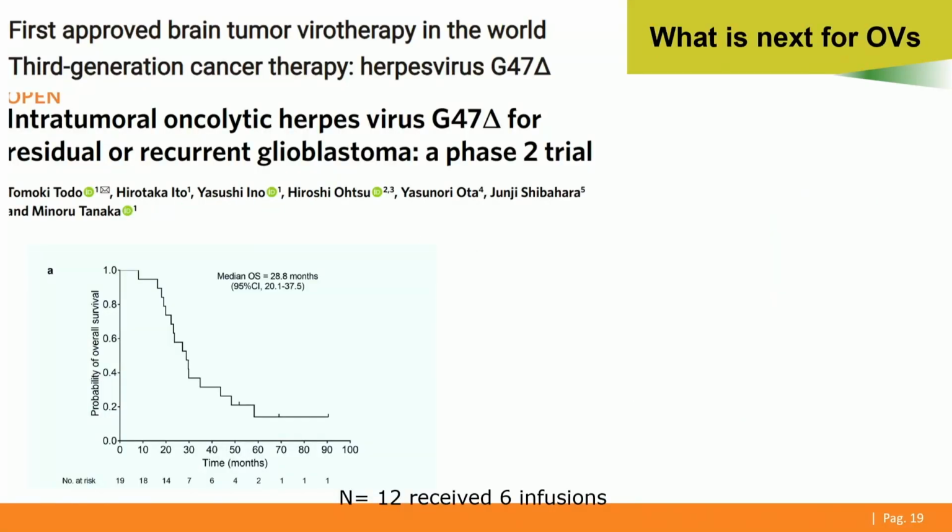So what's next? I think one of the interesting things is that the virus maybe works a bit as a vaccine, so maybe you should boost it. Repetitive infusions is something that the field is now looking into, and recently the herpes virus G47 Delta has been approved in Japan as a treatment for recurrent high-grade gliomas. It was based upon a trial where they gave the patients up to 6 intratumoral infusions.